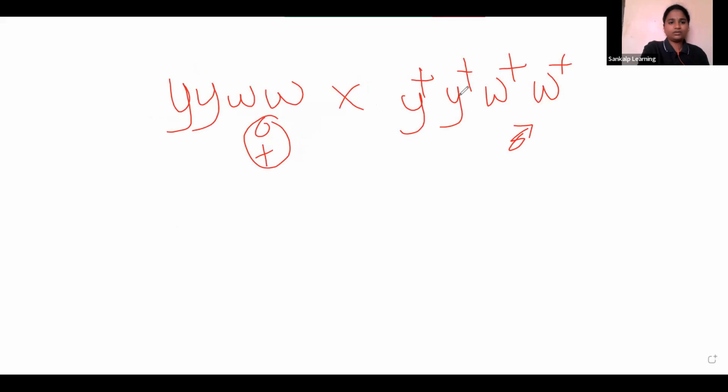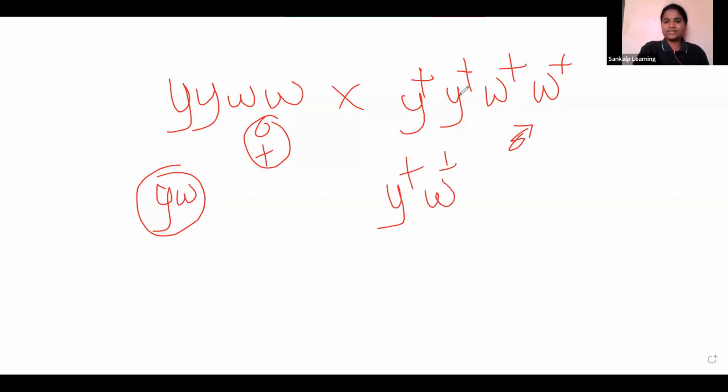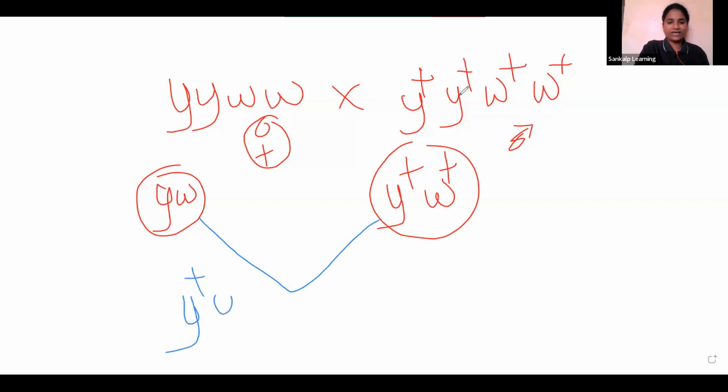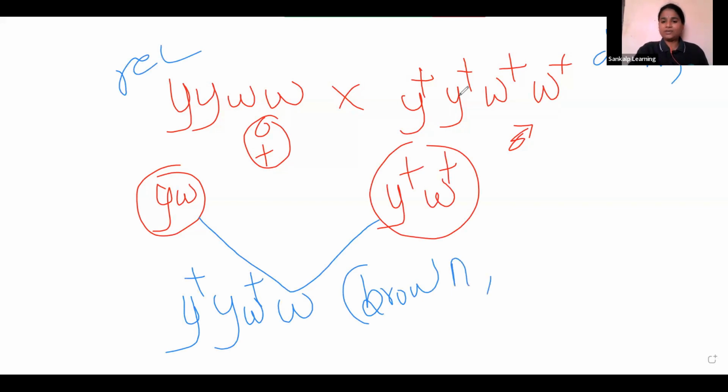Fine. So we got the gametes as YW here and Y plus W plus here. So when we cross, what will we get? Let me know, please. When we cross this, what all did we get? Y plus Y, W plus W. So Y plus means brown. It is a dominant one. So this is dominant, this is recessive. Brown. Then W plus means red. So all we got is brown and red.